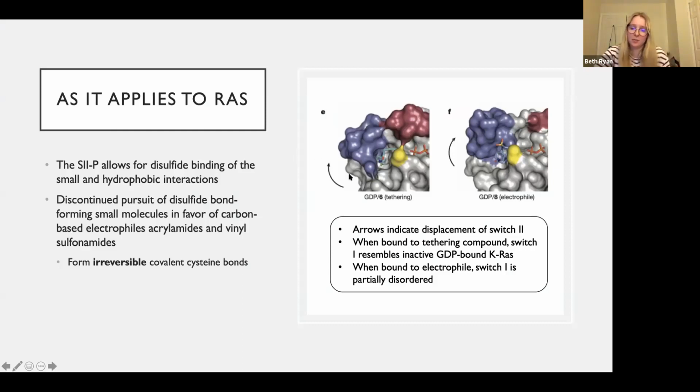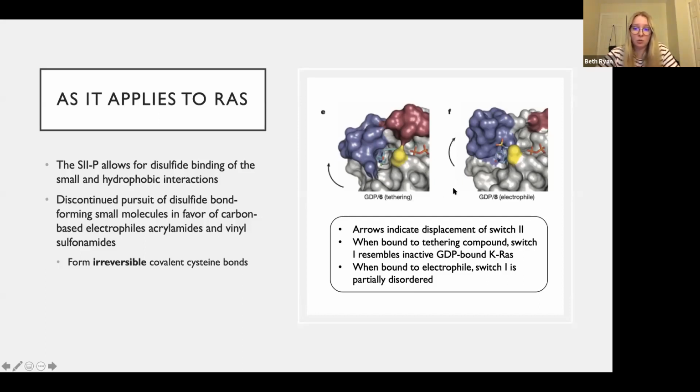So the arrows, I'm going to go to this picture before I get to the next part. The arrows indicate how the switch 2 is moved. So you can see that this is a tethering compound, and this is an electrophile. So they started trying different things in the first paper, in Shokat's paper. So you can see how switch 2 is shifted differently based on what's bound in the pocket. So when it's bound to a tethering compound, like in compound number 6, the switch resembles inactive KRAS. So it just looks and functions just like a GDP-bound KRAS enzyme would.